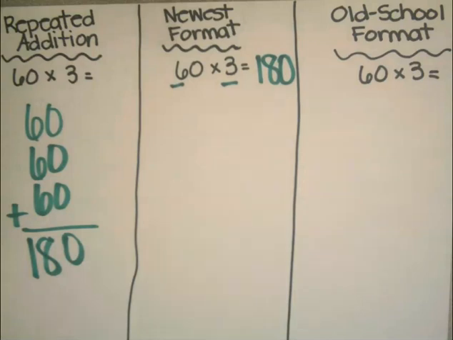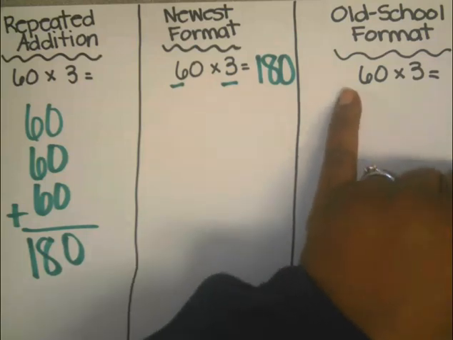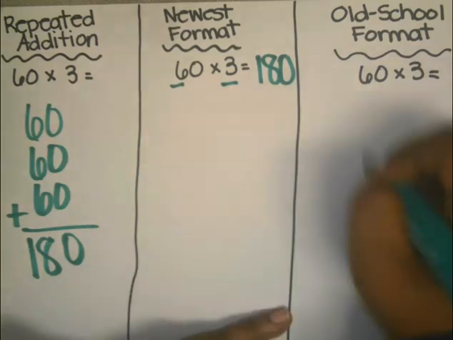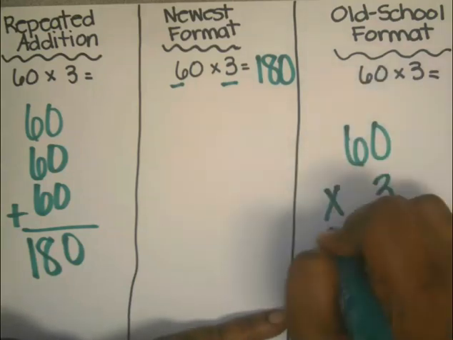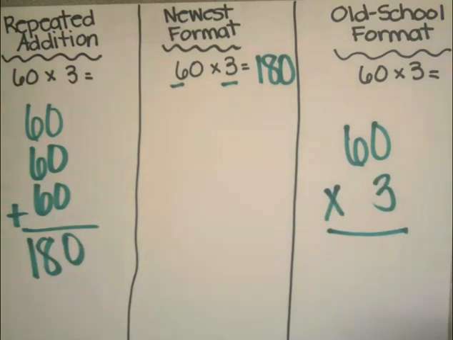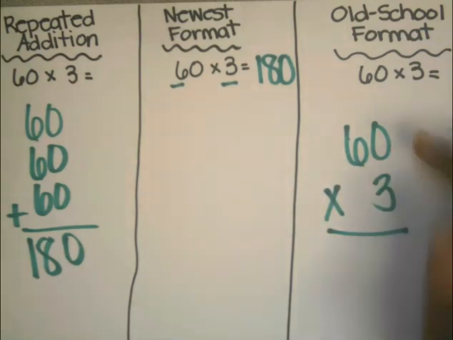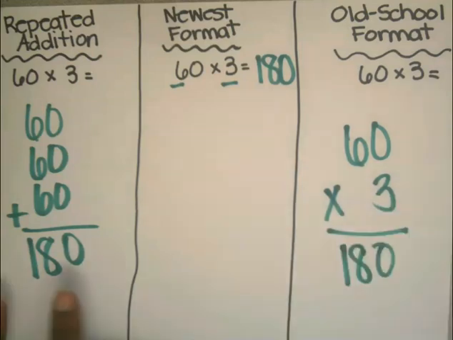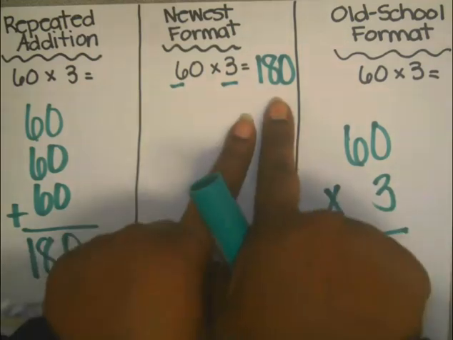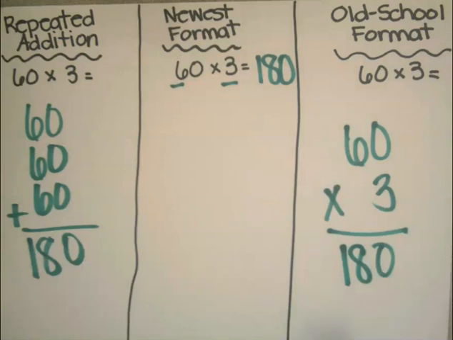The third way of doing it is the old school format. You see that the problem is written out left to right. Old school, we put it top to bottom. We have 0 times 3 is 0. 3 times 6 is 18. You have 180. And this is how we multiply one-digit numbers by multiples of 10.